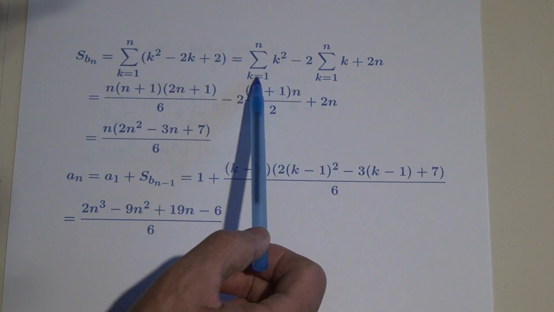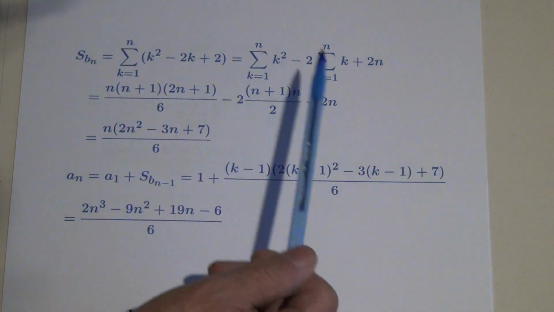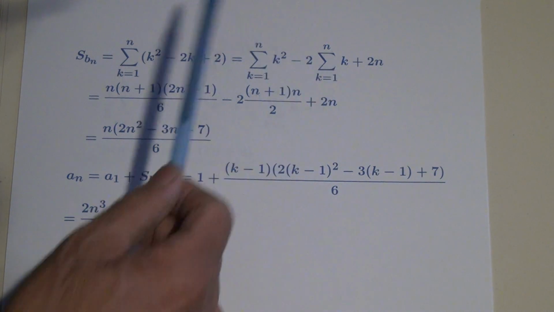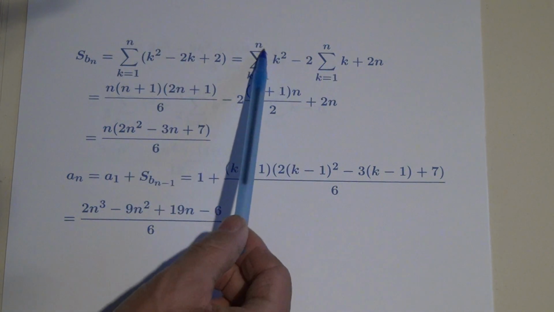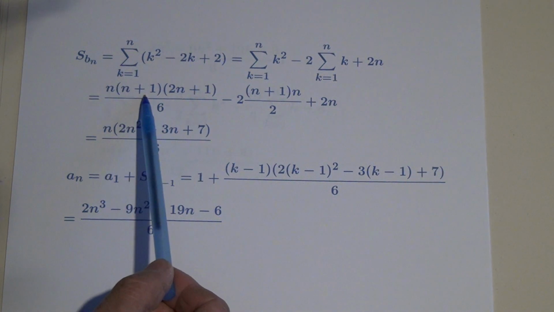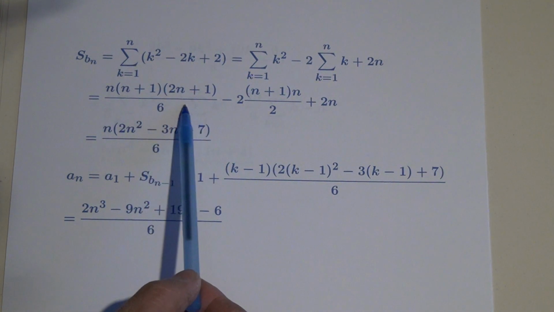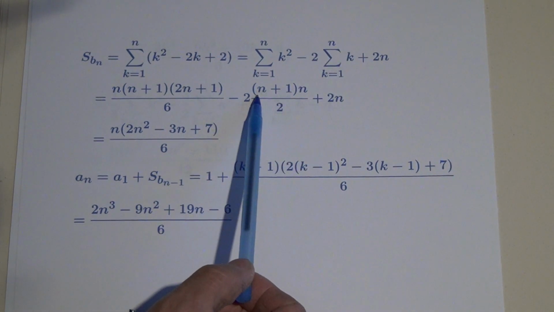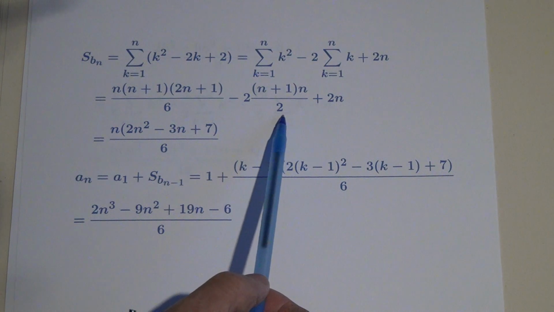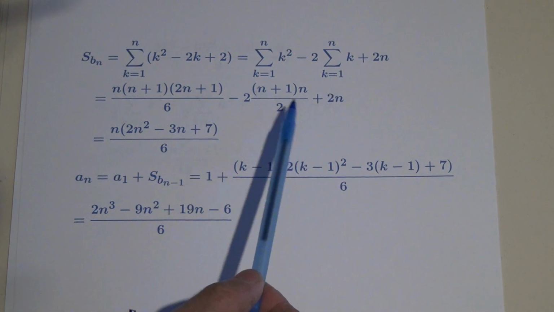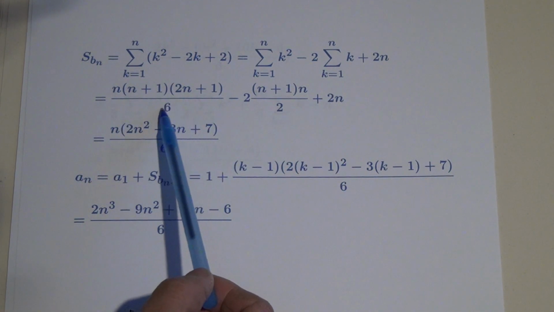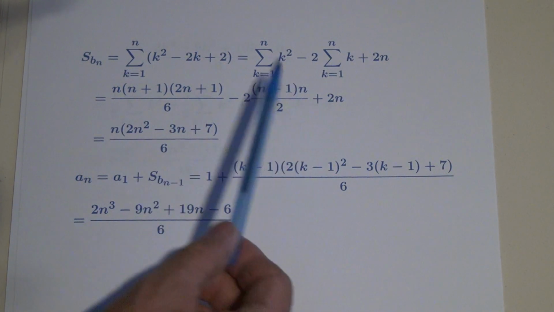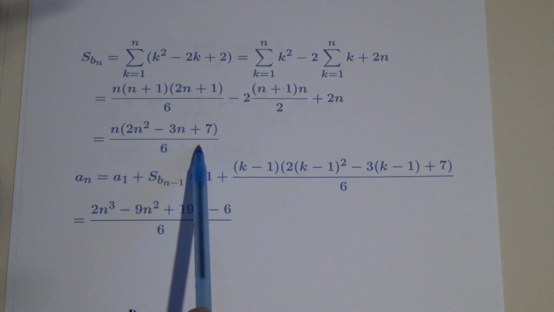Okay, we derived the formula for sigma k squared in previous lectures, and this one we already have. So we replace: the formula for sigma k squared was n times n plus 1 times 2n plus 1 divided by 6, and minus 2 times this one, n plus 1 times n over 2, and plus 2n. After you expand and simplify all of them, then eventually it comes out here.